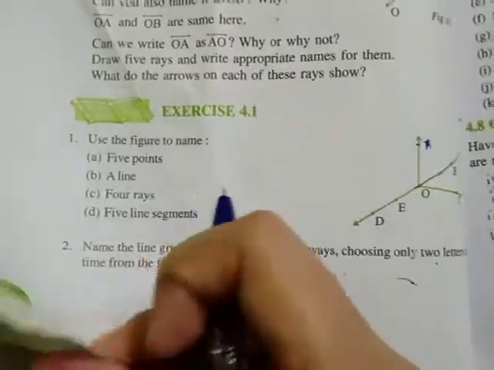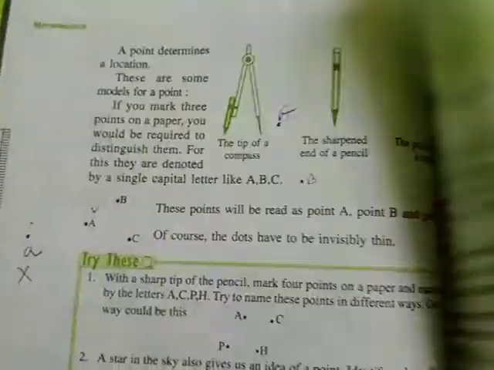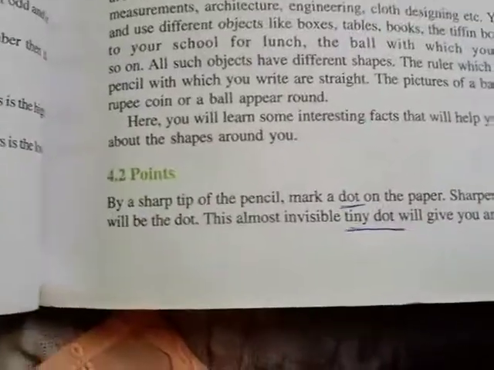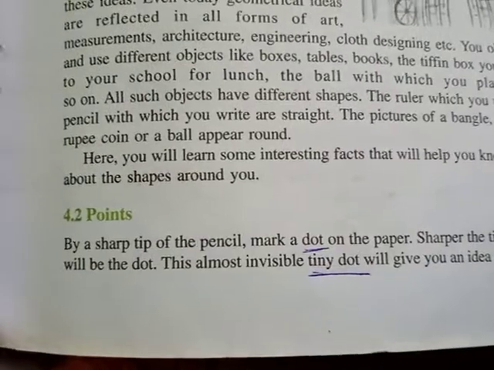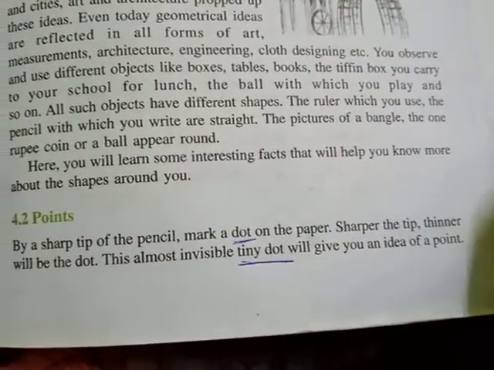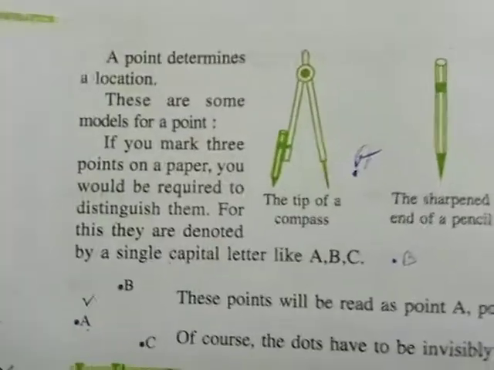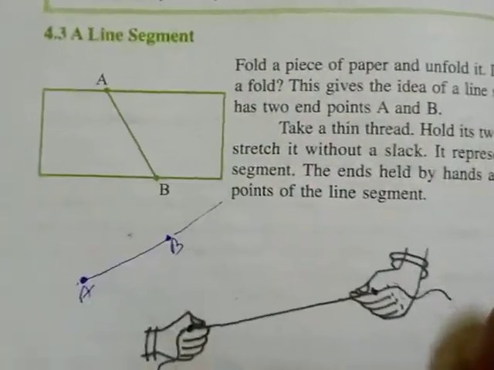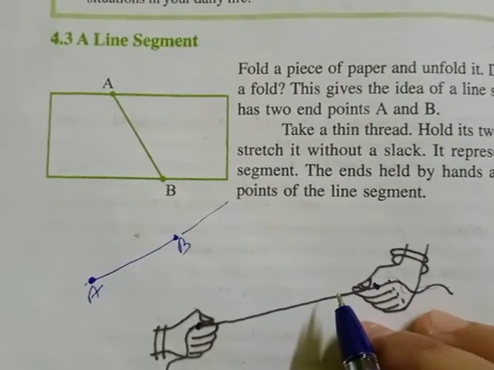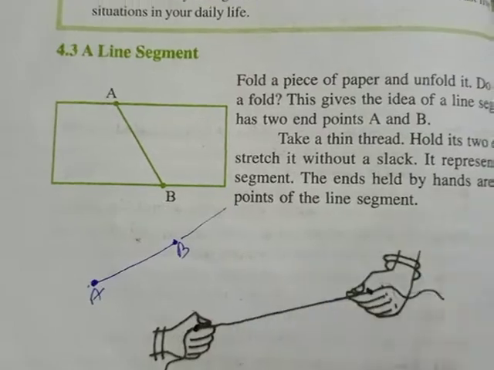Then we will discuss 4.1, but first we will go through all these concepts once again. Basic geometrical ideas. First one, point. What is a point? A tiny dot which is made on paper is called a point. It is denoted with capital letters. Then a line segment. It has two end points. Okay, a line segment has two end points.